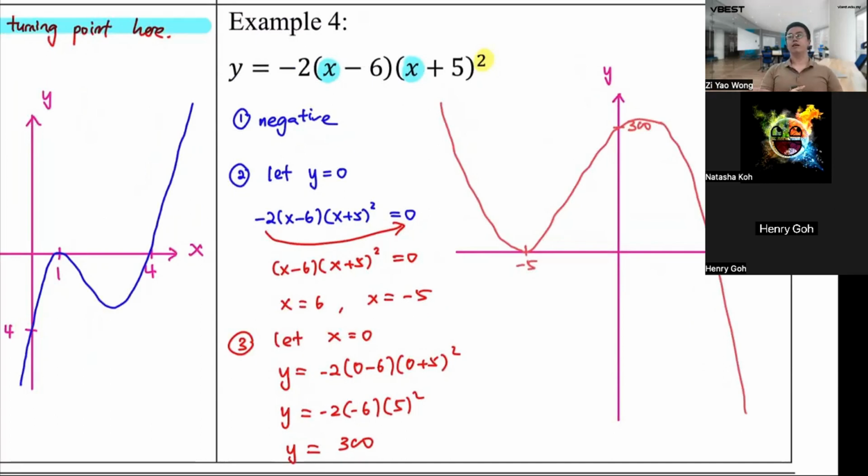Understand? So this is how you sketch out the cubic graph. I can say these are all the cubic graphs that you will see in the exam only. Nothing much.